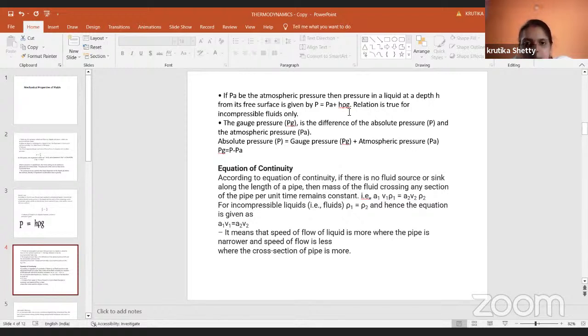rho gh. ನಮ್ಗೆ ಆಲ್ರೆಡಿ ಏನ್ ಗೊತ್ತಿದೆ, ಪ್ರೆಷರ್ ಇಸ್ ಈಕ್ವಲ್ ಟು ರೋ ಜಿ ಎಚ್ ಅಂತ ಗೊತ್ತಿದೆ. ಇಲ್ಲಿ ನಾವು ಪಿ ಎ ಅನ್ನ ಇಂಟ್ರೊಡ್ಯೂಸ್ ಮಾಡ್ತಾ ಇದೀವಿ. ಸೊ ವಾಟ್ ಇಸ್ ದಿಸ್ ಪಿ ಎ? ಇಟ್ ಇಸ್ ದಿ ಅಟ್ಮಾಸ್ಫಿಯರಿಕ್ pressure.